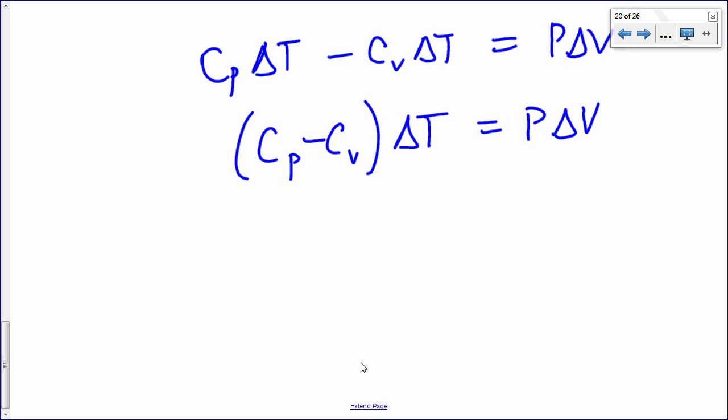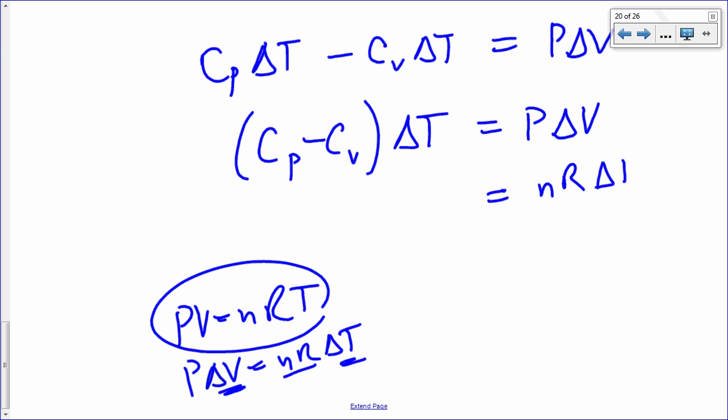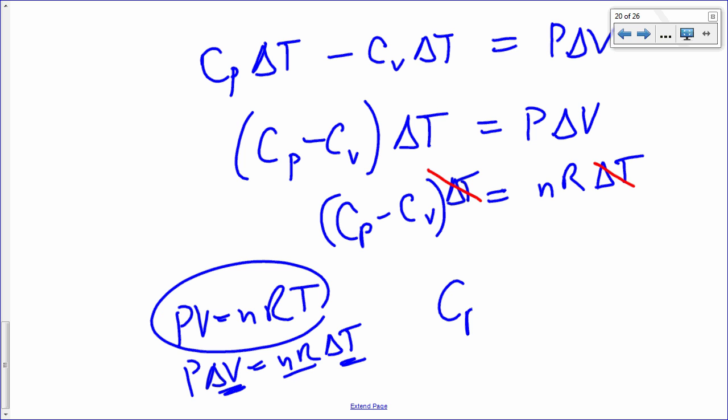But P delta V is just, since for an ideal gas PV equals nRT, at constant pressure, a change in volume for a fixed amount of gas would be equal to nR delta T. N is constant, R is constant, so a change in volume would be associated with a change in temperature. So this is P delta V is nR delta T. So Cp minus Cv times delta T is equal to nR delta T. And so canceling delta T, we can show that Cp minus Cv equals nR.